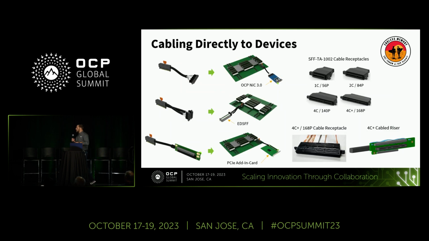Another trend that I wanted to talk about is cabling directly to these devices. So when we think about E3 or E1.L or OCP NIC, some of these device form factors that are plugging into the front, oftentimes we see the straddle mount connectors that are coplanar to the board. But one of the trends and shifts we see is really moving to panel mount connectors. So you're cabling directly from the device card edge to a connector near the chip or close to your chip.